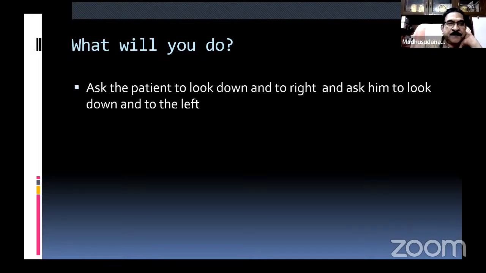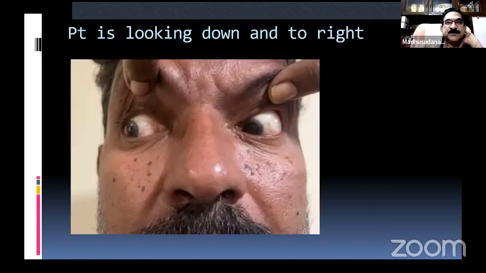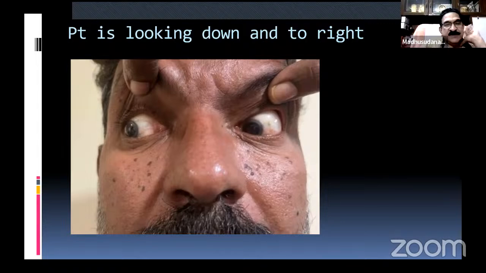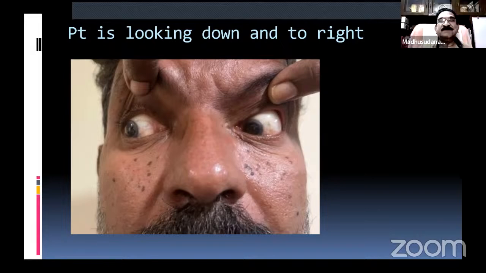Let us see the picture. So find out in which position the vertical disconjugation appears. So this patient is looking down and to the right. So what do you think? The culprit eye is the right eye, that we already sorted out. Now, the problem is right inferior rectus or right superior oblique. Now, in this position, there is vertical disconjugation. So which muscle is weak? It will be the right inferior rectus. Correct. The right eye is up, so right inferior rectus.